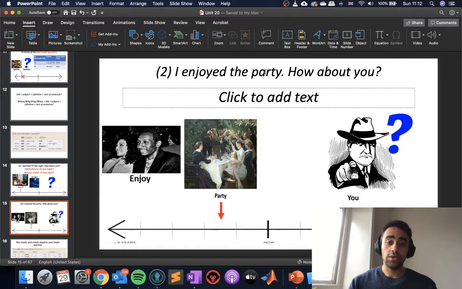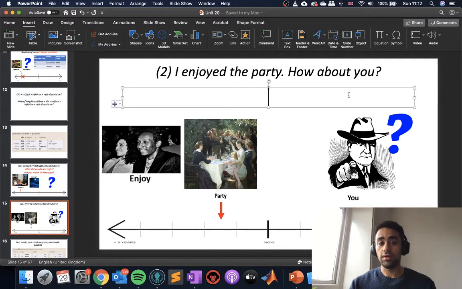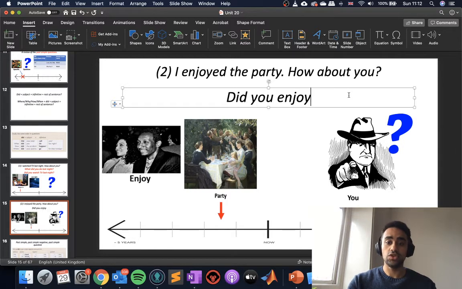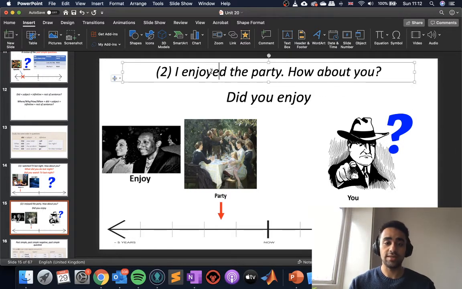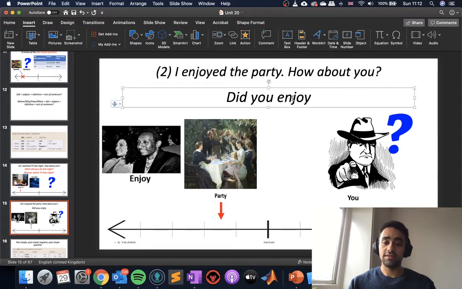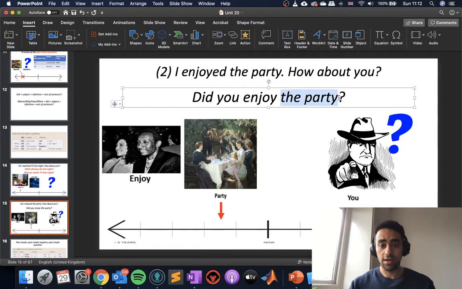Another example, I enjoyed the party. How about you? I want to know if they enjoyed the party as well. So again, I want to know yes or no. So I will have my did at the beginning, and then my subject is you because I'm talking to somebody. Did you? And then my verb infinitive is enjoy. It's a regular verb here. It has ed to make it past simple. So we use the infinitive, so we remove the ed. Did you enjoy the party? And then the rest of the sentence is the party.